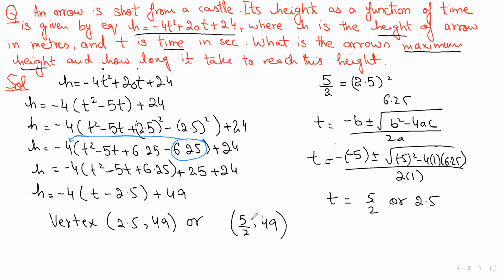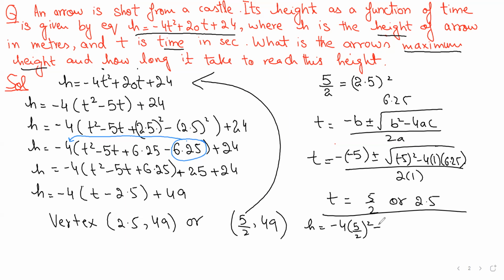And in order to find out how long it takes to reach this height, I'm going to choose one of these two values and put it in this equation. Instead of t, I'm going to place this one, so it will be negative 4 times 5 over 2 whole squared plus 20 times 5 over 2 plus 24. Now I will simply solve it and get my desired answer, which will be my height.